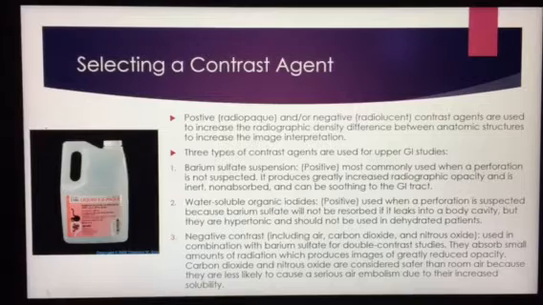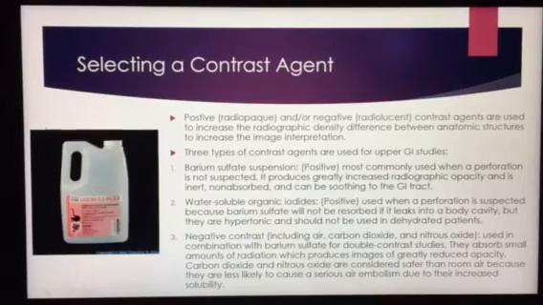Water-soluble organic iodides are another positive contrast agent and are used when a perforation is suspected because barium sulfate will not be resorbed if it leaks into a body cavity. Water-soluble organic iodides are hypertonic and should not be used in dehydrated patients.